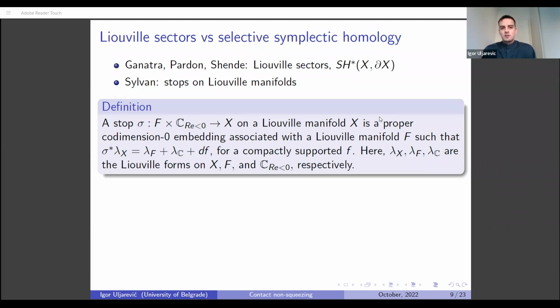So a stop is just a proper codimension 0 embedding from the product of F with the complex half plane into X, that respects in a certain way the Liouville form. Namely, the pullback of the Liouville form on X has to be equal to the sum of the Liouville form on F plus the Liouville form on the complex half plane plus some correction term that is just the exterior derivative, or just the differential, of a compactly supported function.